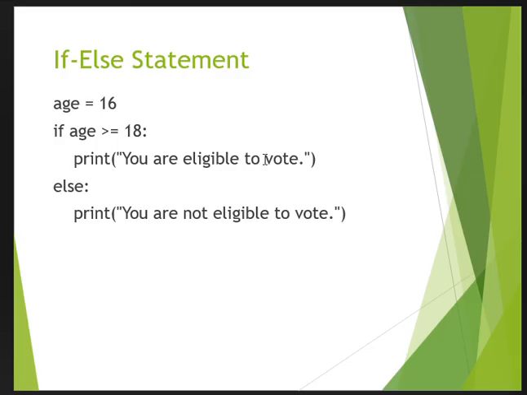Now in this case I have used else. Else means if the condition is true, some set of statements are to be executed, but when the condition is false, the next set of statements are to be executed. Now see here, age equals 16. If age is greater than or equal to 18, print you are eligible to vote, else print you are not eligible to vote.